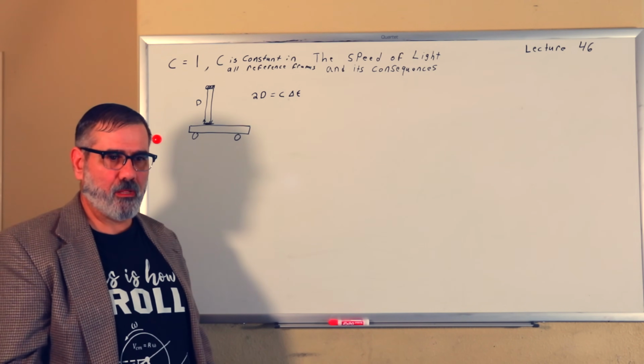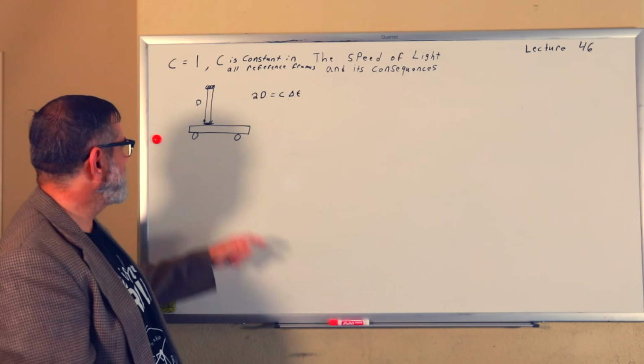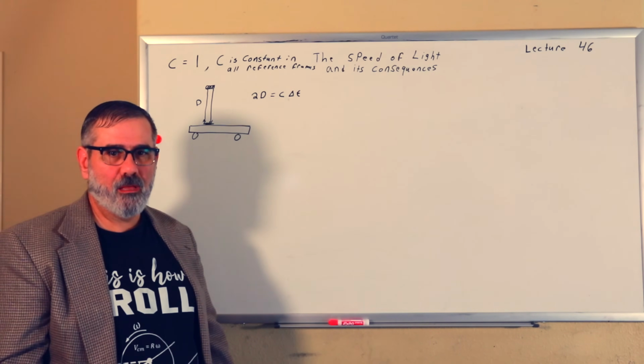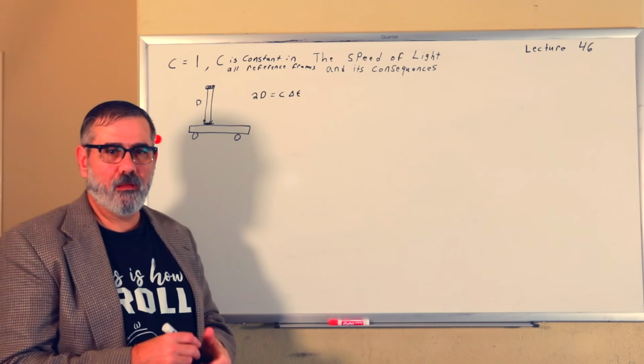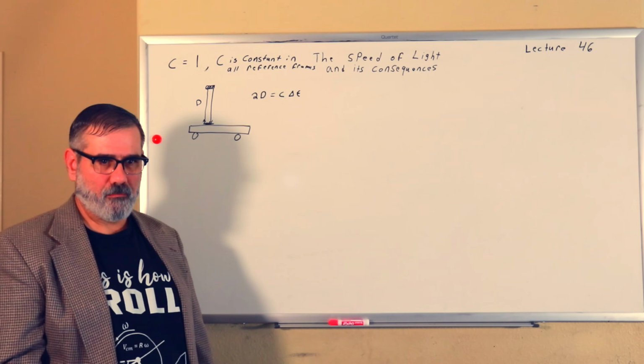Does that make sense to everybody? It's just speed times time equals distance. And since the distance it has to travel is 2 times d, and the speed that it's traveling at is c, the time it takes to do that is delta t. That's how long it takes for our clock to make one tick.